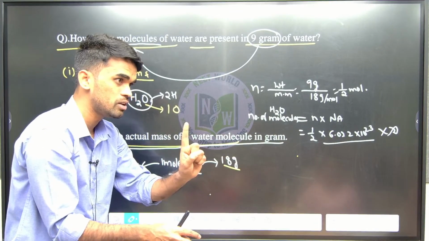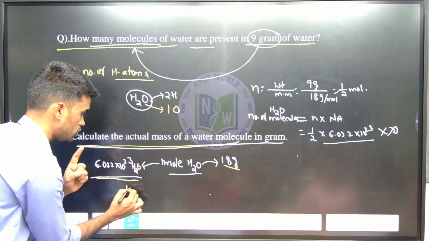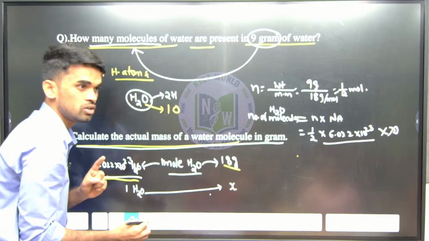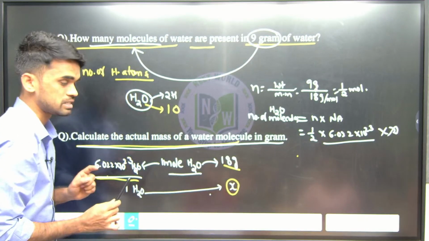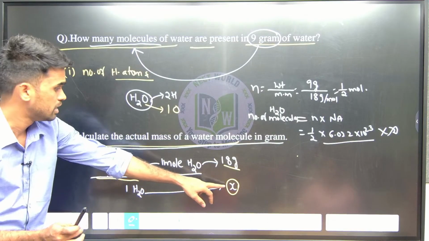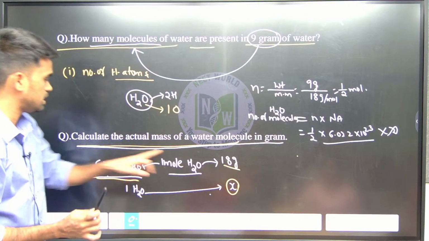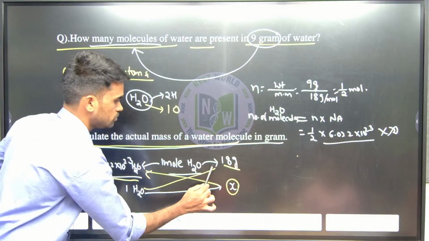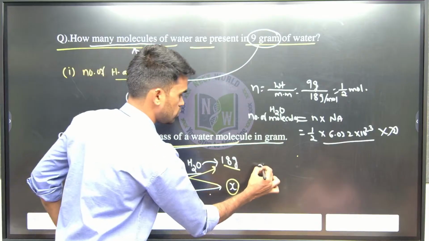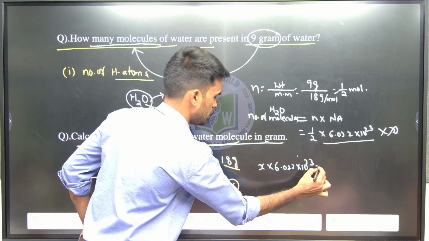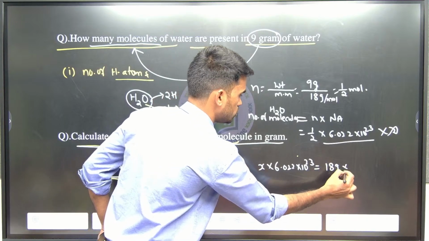For one water molecule, consider it as X. Okay, now you need to find this X. So just use the unitary method. What I told you yesterday in the last class, unitary method means something like X into this number, 1 into that number. Okay, like this.